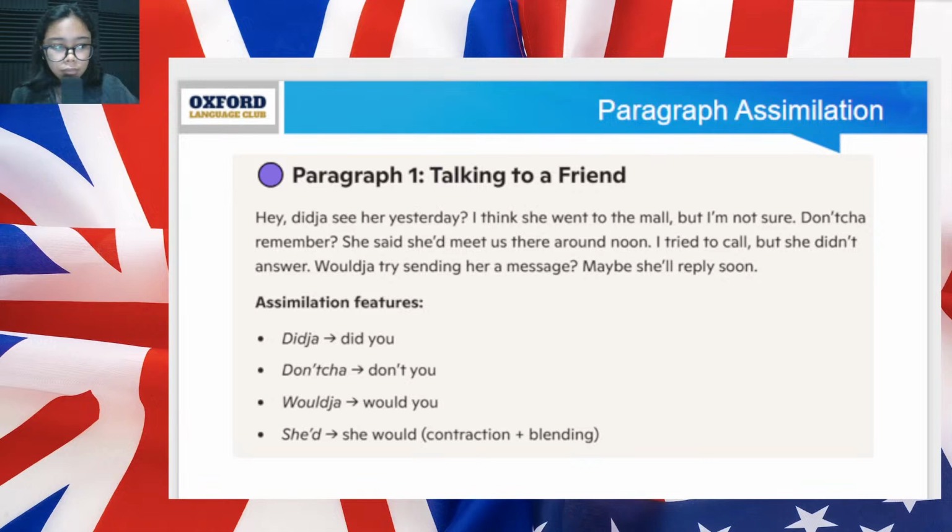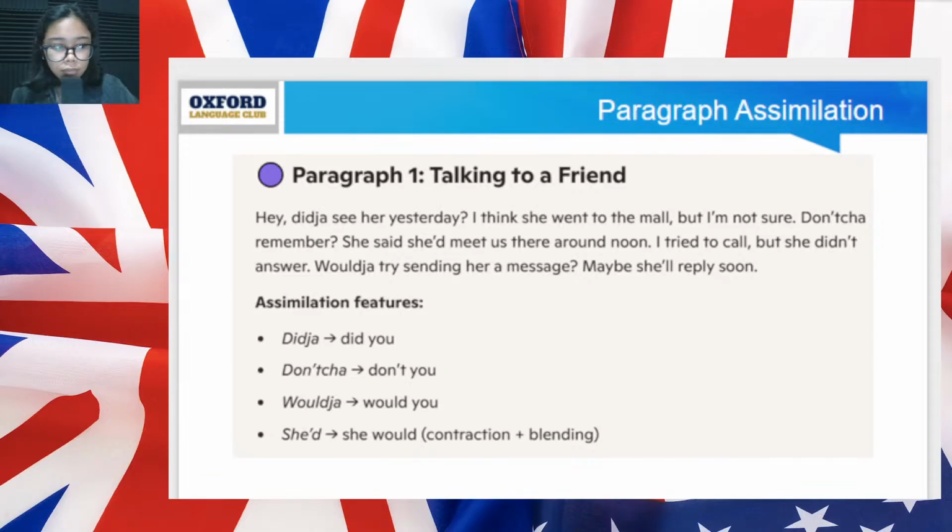Okay, let's try practicing it. First, say very slowly and make sure both words are clear. She said she would meet us here. For the assimilated version, she said she'd meet us here. Alright. So this is our first situation for paragraph assimilation. Let's continue with the next one.